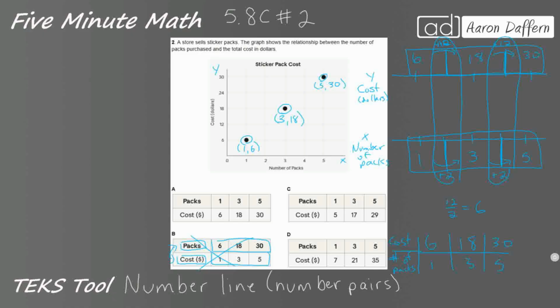So it's actually going to be this one. All they did is they just flipped it upside down. So if we take this whole thing and flip it upside down, there's no guarantee that you have to have one line on top and one line on the bottom. You would end up getting 1 pack for $6, 3 packs for $18, 5 packs for $30. So that is going to be our answer, A.